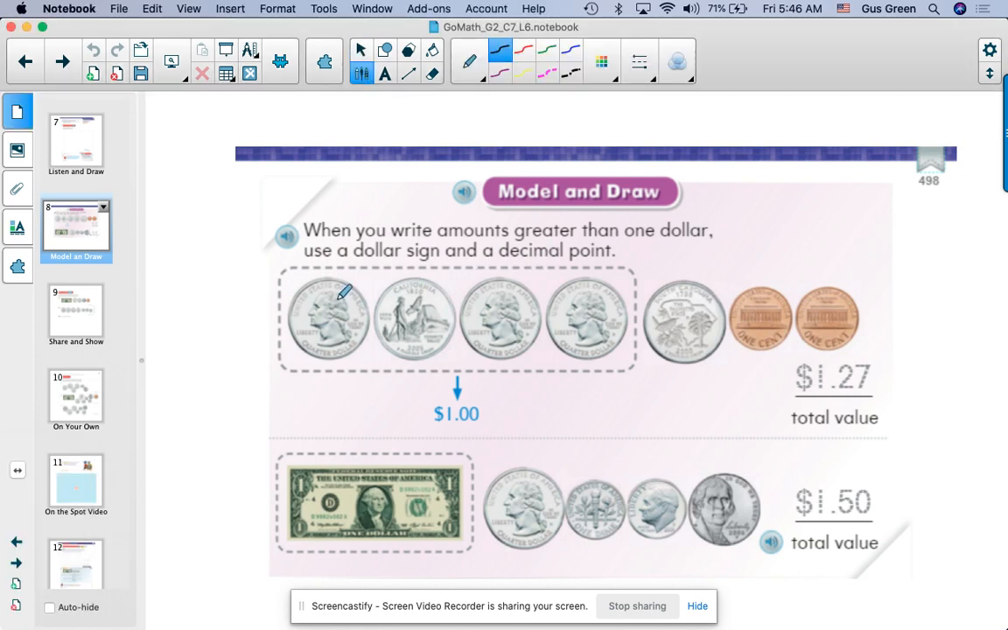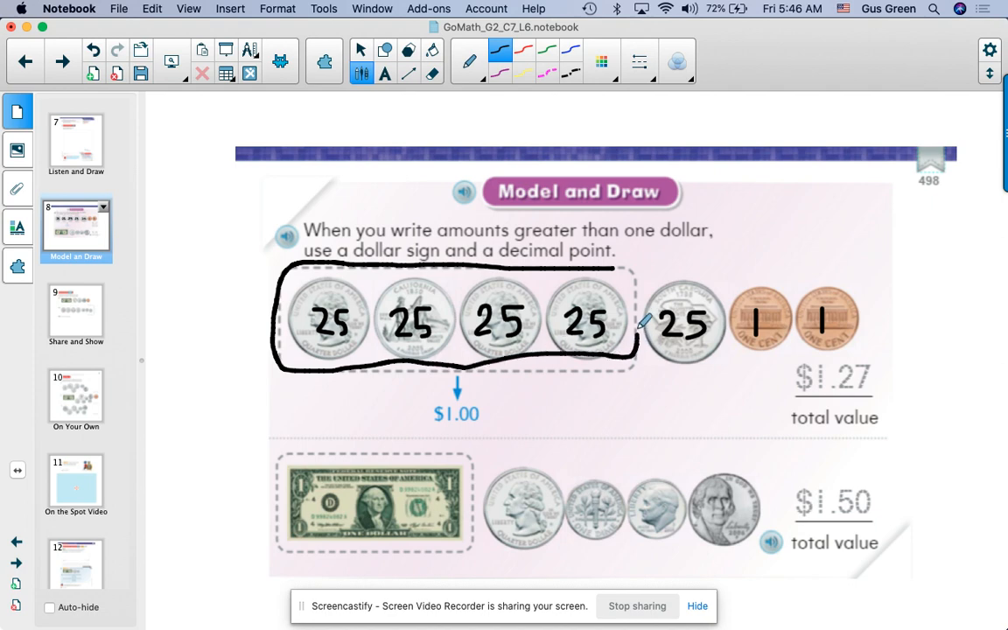So this first row of money, there's a quarter. I'm going to mark the money on each one of these. This is always a good idea, especially if you're still getting quarters and nickels mixed up. And then there's also 2 pennies. So now I know that 4 quarters is $1. 25, 50, 75, $1, 100.